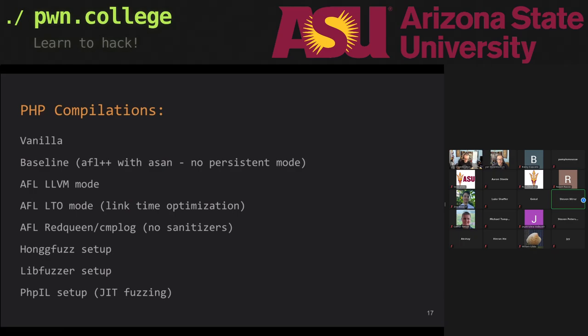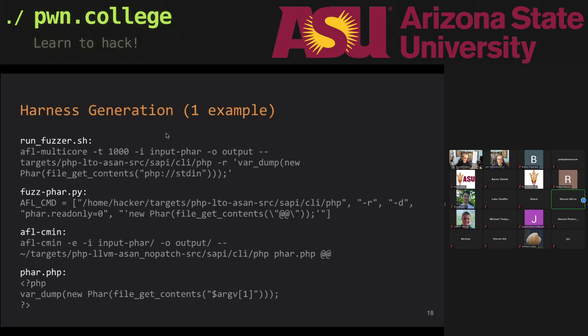Again, we also set up compilations for HonggFuzz, LibFuzzer, and we'll get into the PHP IL setup for JIT fuzzing later. Okay, next slide. We also created a large number of harnesses for different PHP extensions, and we'll get into more of that in a little bit. Each harness had been implemented in multiple ways for various activities. This example is just for one single harness, one that generates a PHP archive data structure and fuzzes it.